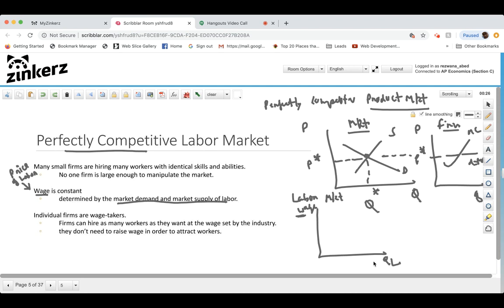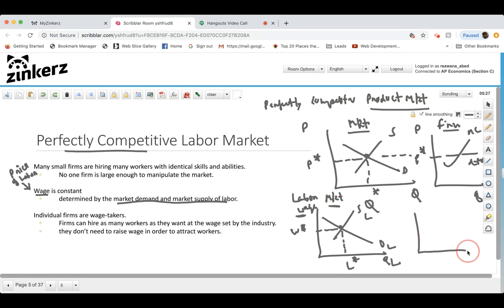Horizontal axis measures quantity of labor. Okay, and supply of labor and demand of labor intersect to give us an equilibrium wage rate, W star, and L star. So what we see here is that the wage is constant. So it's determined by the market demand and market supply of labor. So this is the market side.